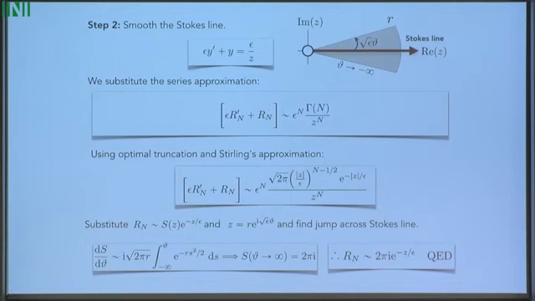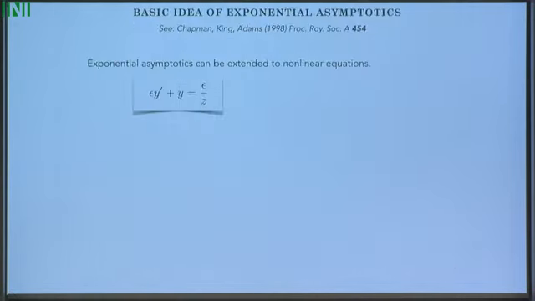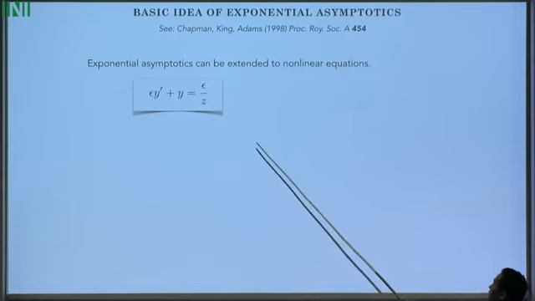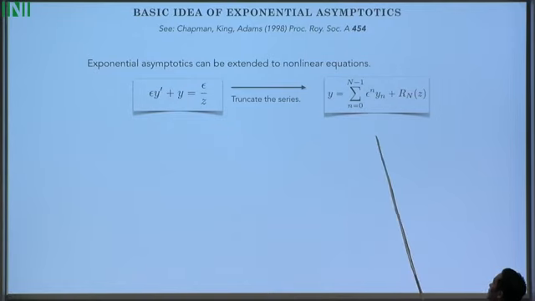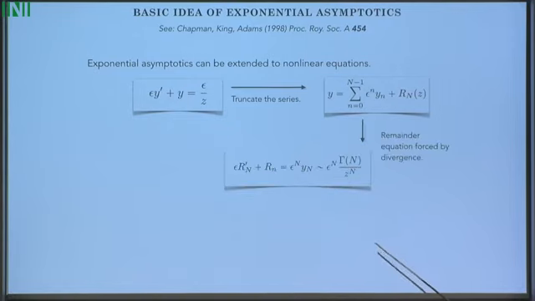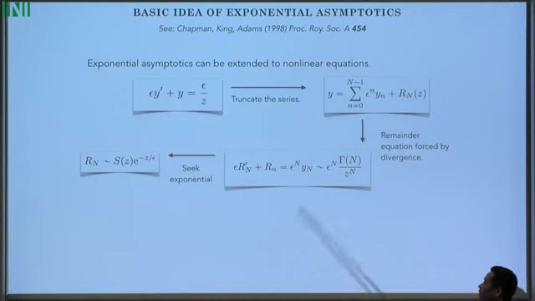Okay? So the magic of exponential asymptotics is explained in that algorithmic way in which you work with the differential equation, not necessarily with the integral equation. You take your linear differential equation, you truncate your series, you obtain an equation for the remainder, which is forced by the divergent terms, and then you smooth that Stokes line out, and you find those exponentials.